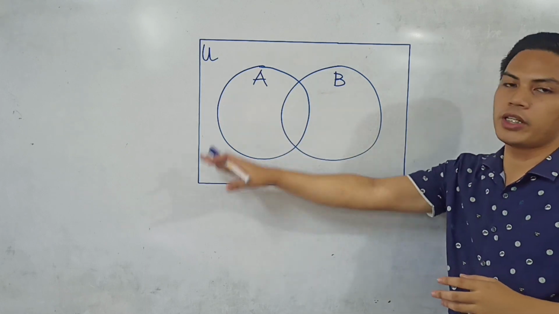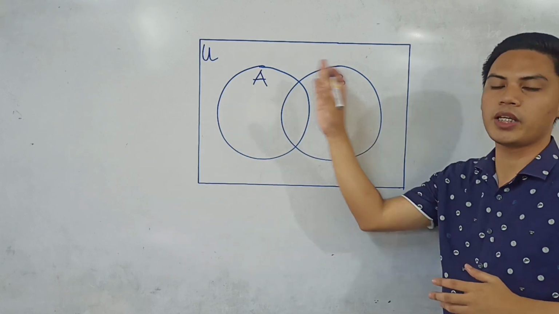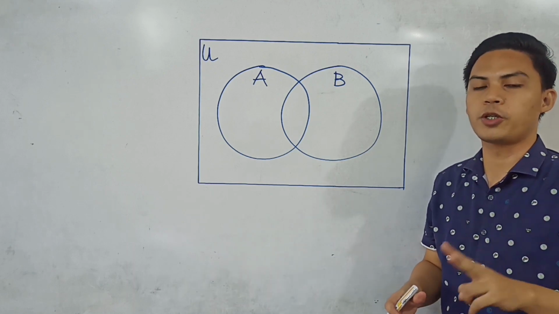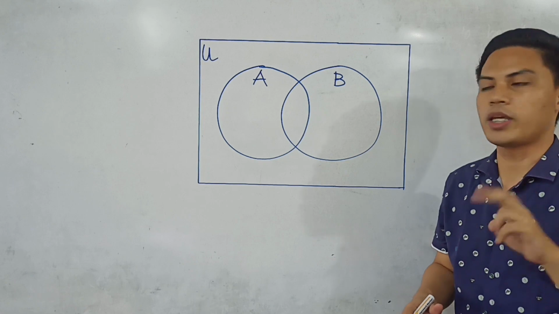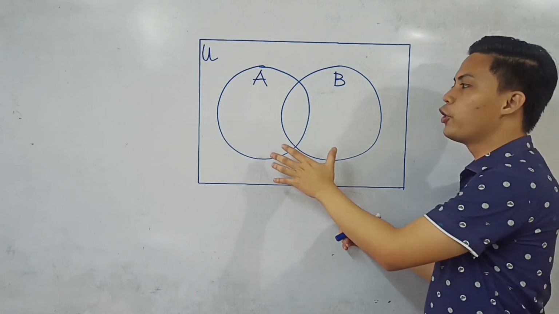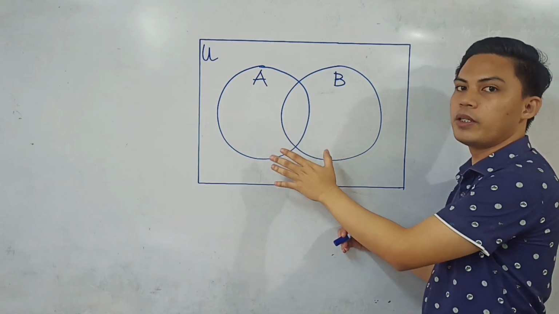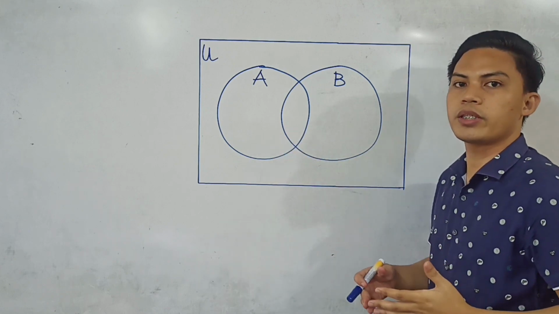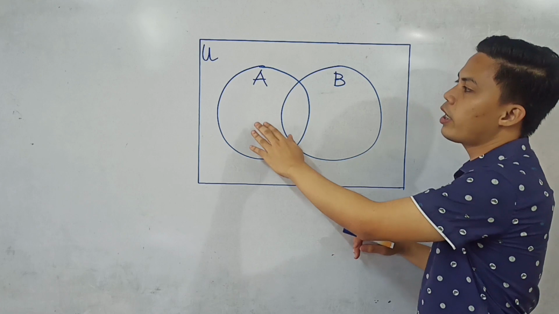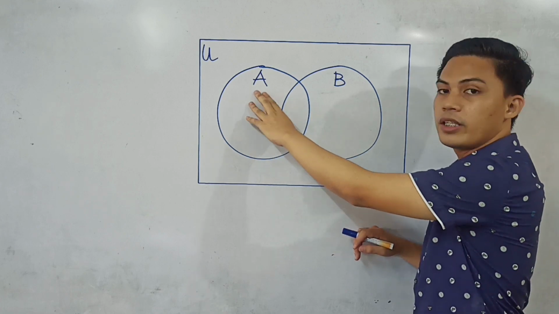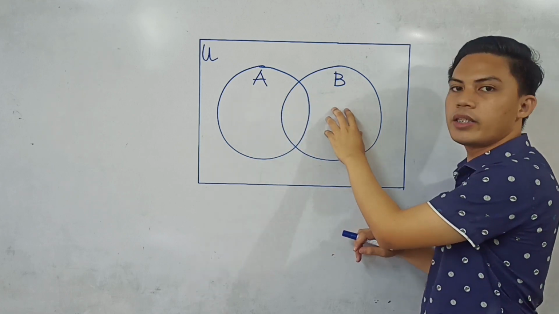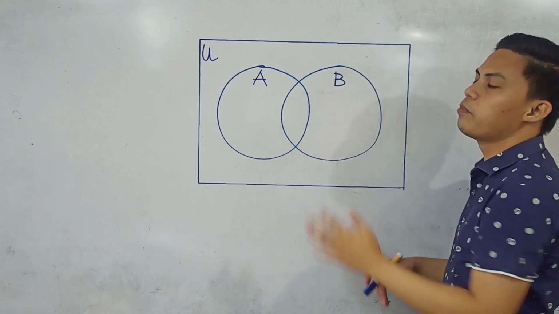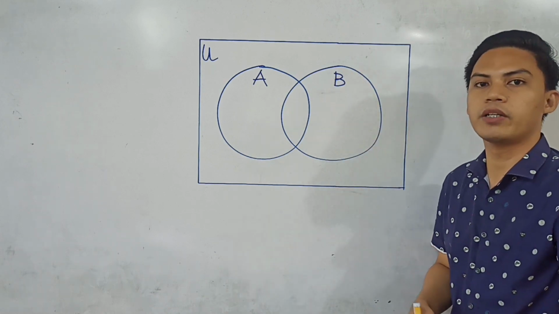So i-discuss muna natin kung ilang regions ang makikita natin sa Venn diagram. Suppose we have two sets or problems involving two sets. So I have here two circles na overlapping. Now since we have two circles, therefore we have two sets. So let's say the first set is set A and the second set is set B. Okay. So ilan kaya yung region na makikita natin sa Venn diagram?